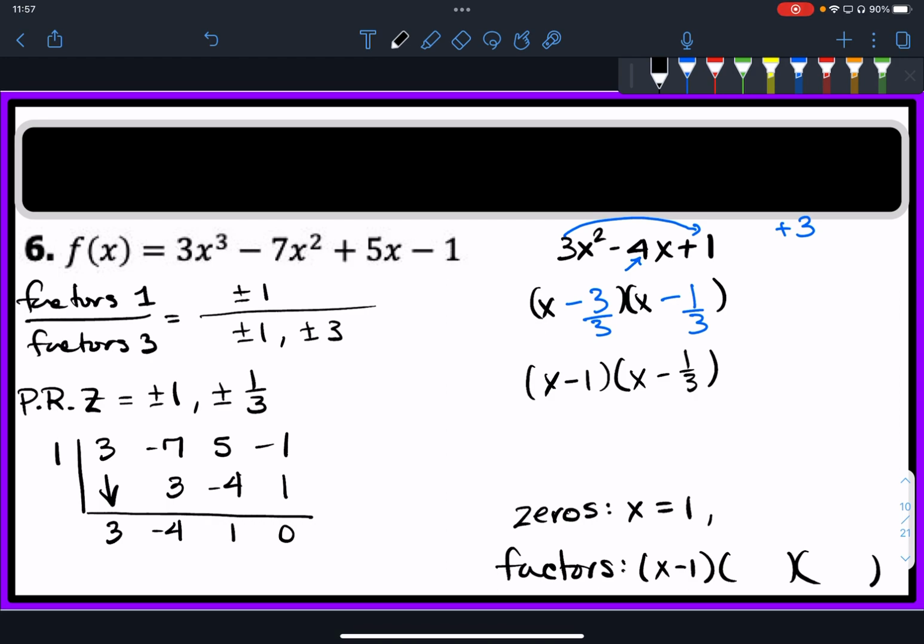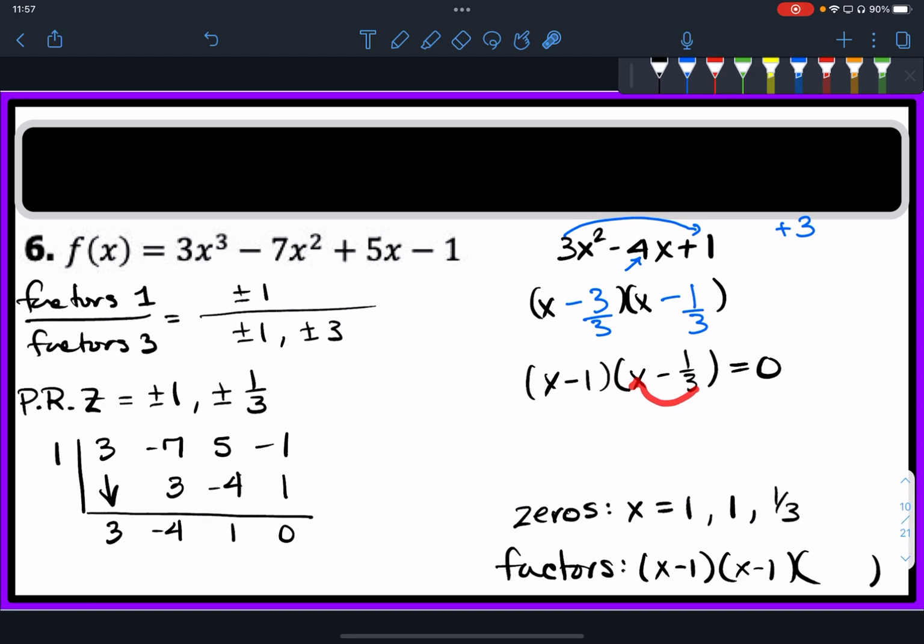So my zeros are going to be positive 1 again, because what's going to make these two things equal to 0 is the opposite. So x would have to be positive 1, and here x would have to be positive 1/3. Those are my zeros. And if those are my zeros, my factors are x minus 1, exactly what I have written right here. And for this one, I'm not going to write it as x minus 1 over 3.